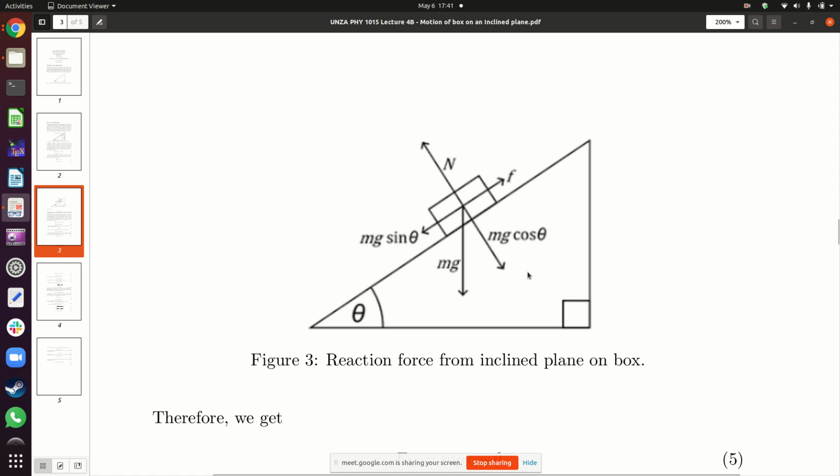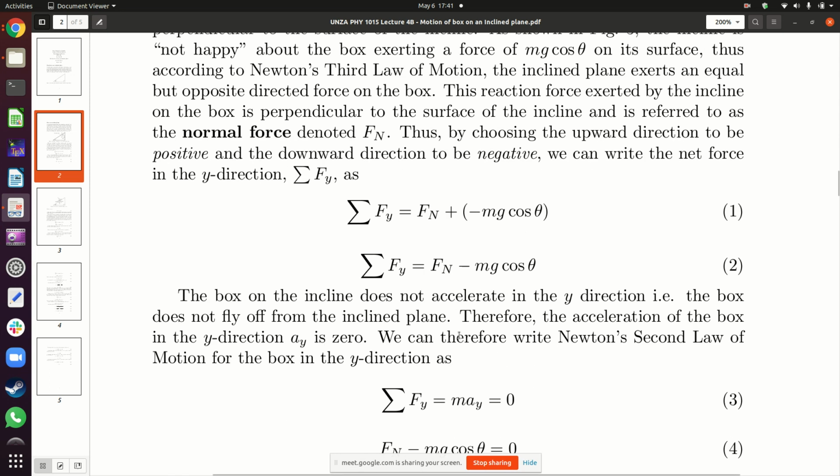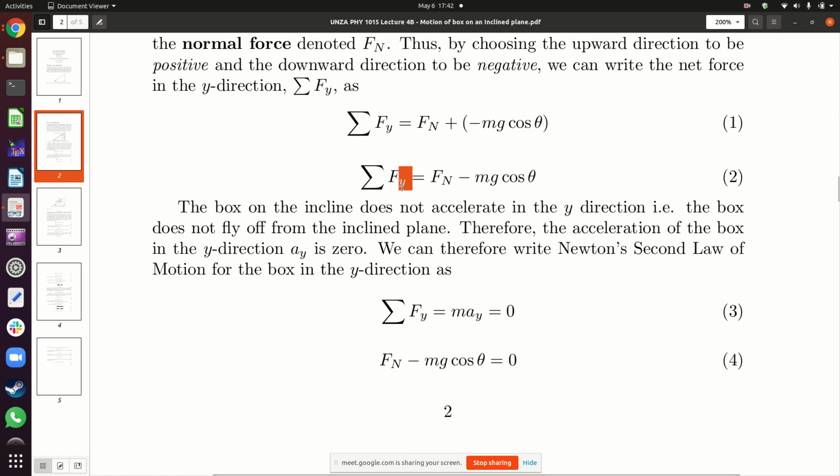So we know that along the y-axis there is no acceleration. At the same time, we know the forces acting along the y-axis: the normal force and this mg cos theta. So we can work out the resultant force along the y-axis. It is going to be equal to the normal force plus the y component of the weight, which is mg cos theta. But since the y component is pointing down, we give it a negative here. So we end up having the resultant force equal to the normal force minus mg cos theta. So this is our resultant force along the y direction.